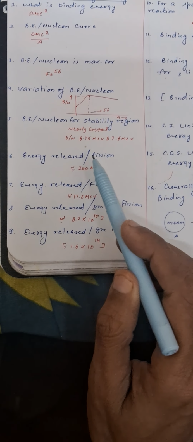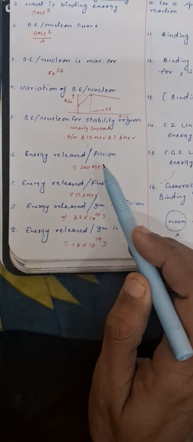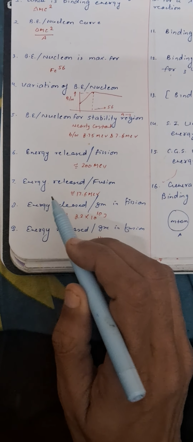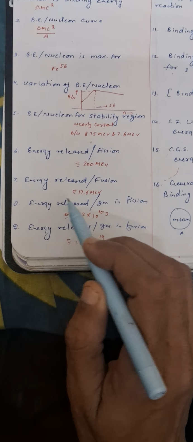Next is energy released per fission. It is about 200 mega electron volt. Next is energy released per fusion. Per fusion, the energy released is about 17.6 mega electron volt.